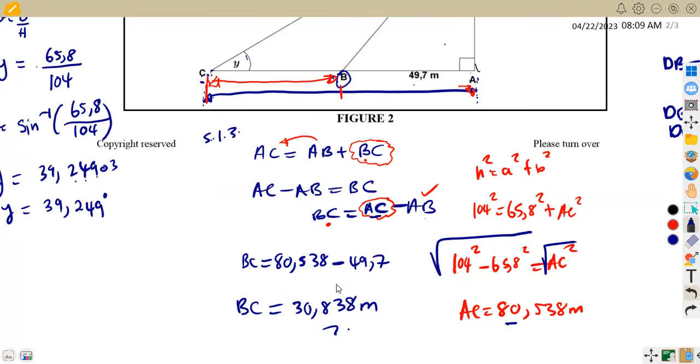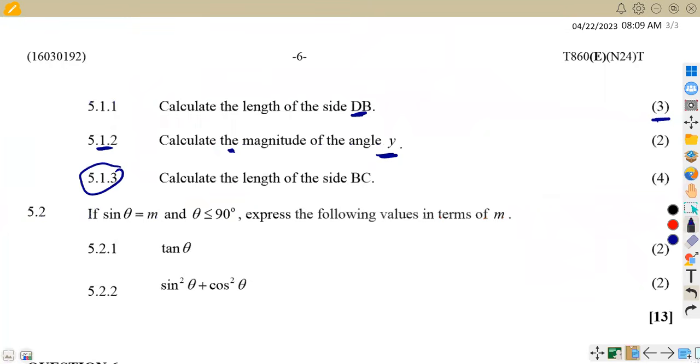So these are the typical questions. Like I was saying, guys, you have to be very, very careful when attempting these questions.